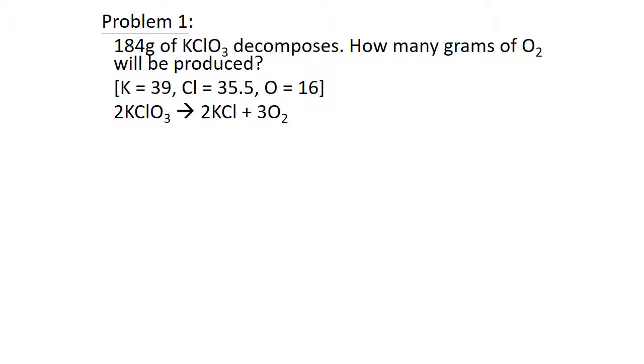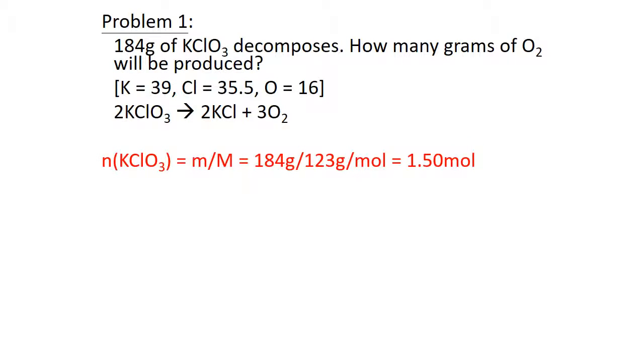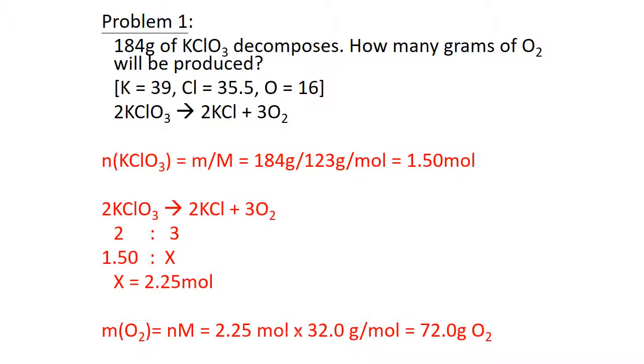So welcome back. Let's go through the answers now. We're going to work out the number of moles of the solid, which is going to be little m over big M. Plug the numbers in, and you get 1.5 moles. From the equation, you have a ratio of 2 to 3, so 1.5 to x, which we want to find out. So x is calculated from the ratio to be 2.25 moles. So the mass of oxygen is going to be number of moles of oxygen times its molar mass, which will be 72 grams of oxygen. Hopefully you got that right.